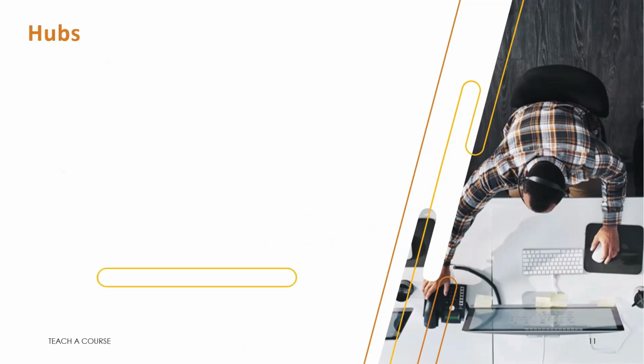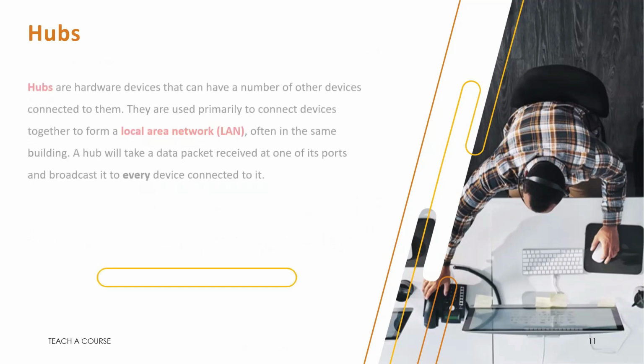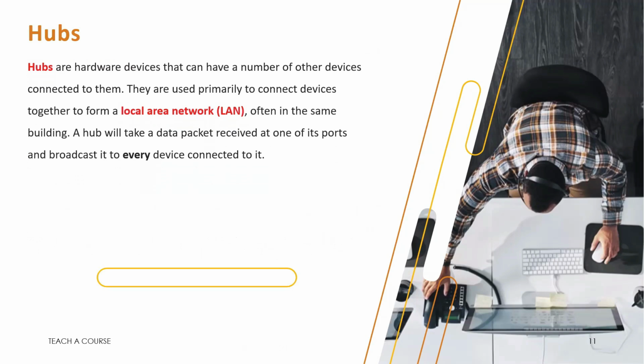Then we have other devices like the hubs. Hubs are hardware devices that can have a number of other devices connected to them. They are used primarily to connect devices together to form a local area network, often in the same building. A hub will take a data packet received at one of its ports and broadcast it to every device connected to it. So the takeaway here for hubs is it broadcasts. What does that mean? Whatever it receives on one port is going to be sent to all the devices connected to its ports.